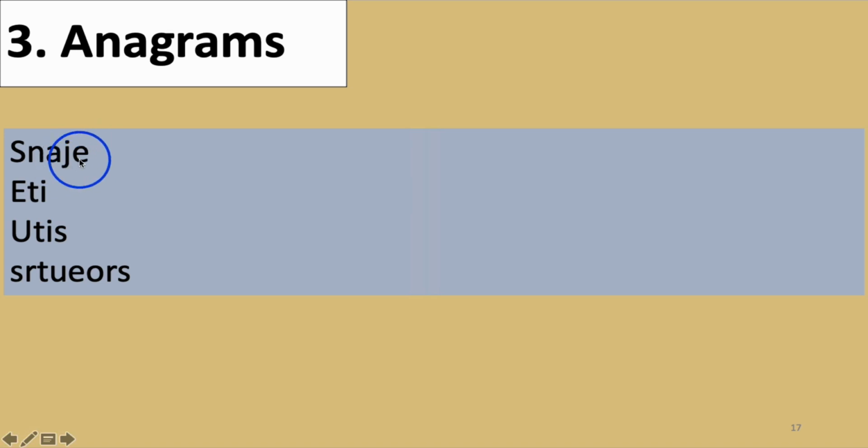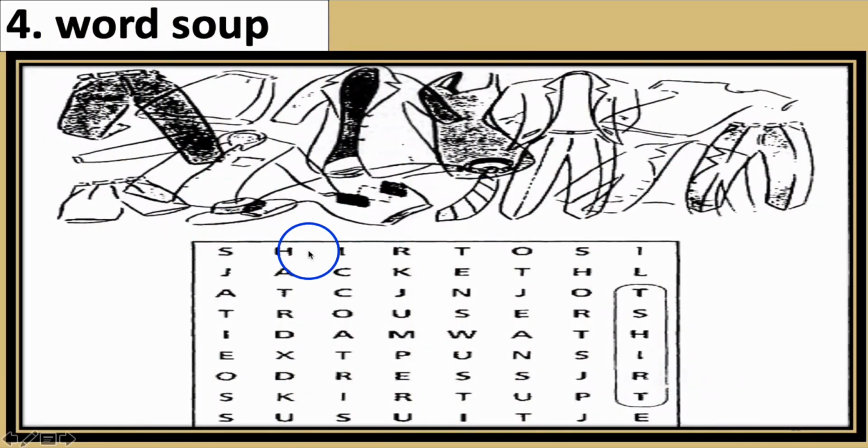For example, here we have SNAJE. So here it means jeans. Here we have ETI. So it means tie. So the students need to organize the letters. Also we have word soup. So here, according to these letters, you have to form as many vocabularies as they can. For example, we have here t-shirt. We have here, for example, suit, as you can see, jacket.